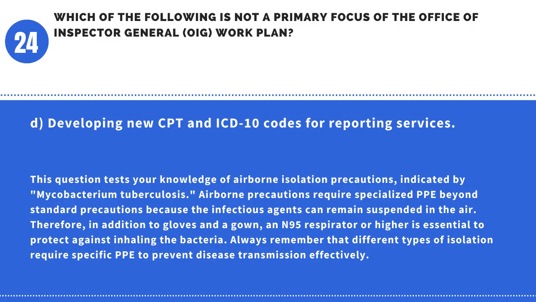This question asks about the scope and purpose of the OIG work plan, a key document for healthcare compliance. The OIG work plan outlines the various audits, reviews, and investigations the OIG intends to pursue to combat fraud and abuse in programs like Medicare and Medicaid. It serves as a roadmap for compliance efforts, but does not involve the development of coding sets like CPT or ICD-10, which are handled by other organizations, AMA for CPT, CDC for ICD-10. The OIG work plan tells you what the government is scrutinizing in healthcare billing and operations.